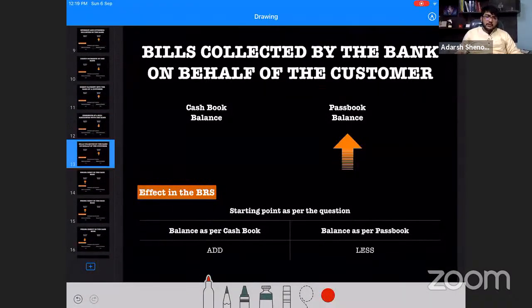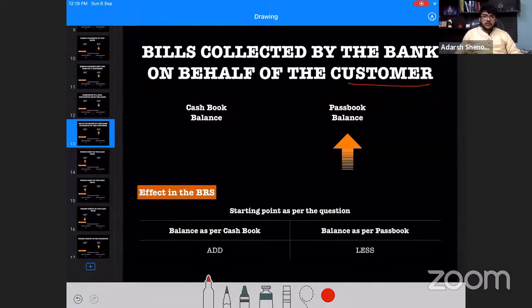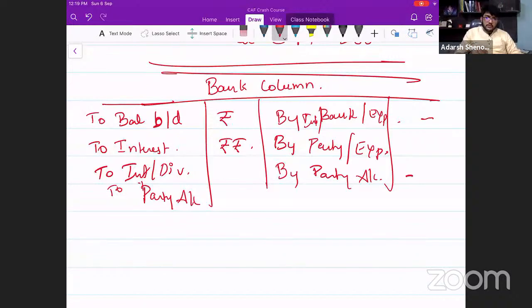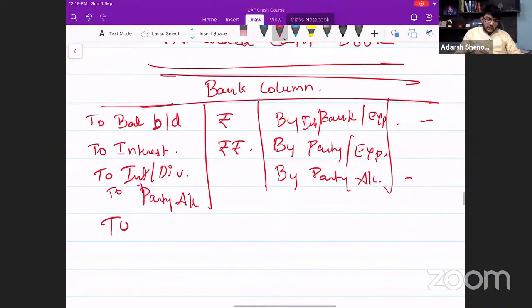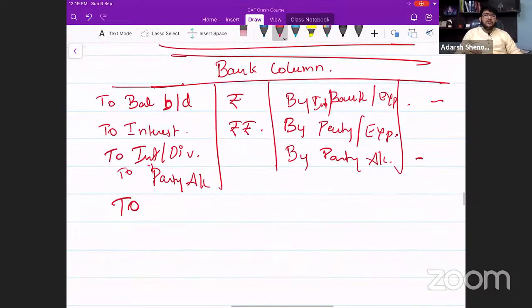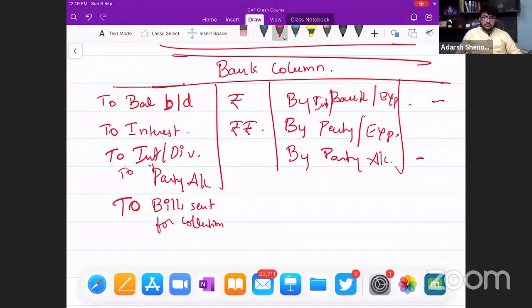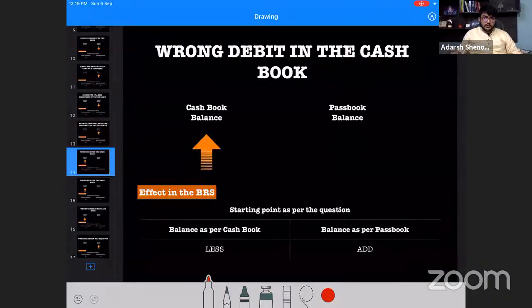Bills collected by the bank on behalf of the customer. Should we record this? Yes, we should record this. Again, which side should we record this? They're collecting money on our behalf. That means we have to debit it. They're collecting money, it's increasing balance. Think of cash book, receipt side and payment side. This money is coming in, so we have to write it over here. The entry is bank account debit to bill sent for collection, we generally write. So it must be debited. I'll discuss this concept when we discuss the bills of exchange chapter.